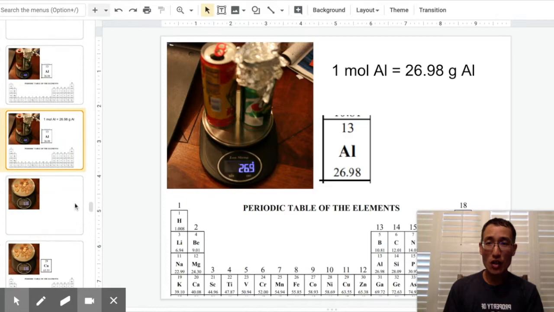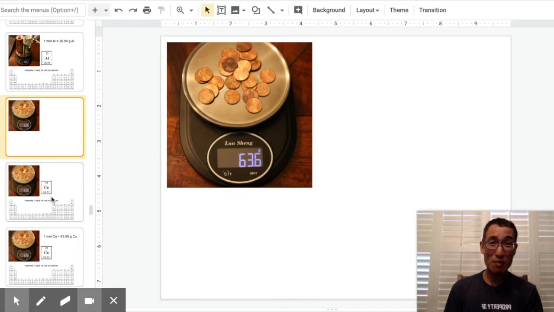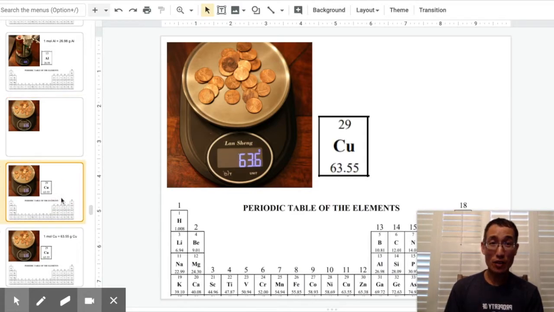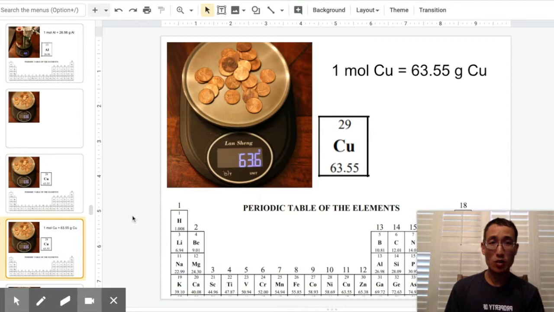If I were to look at another element, so copper, I know that pennies are not pure copper anymore, but if pennies were actually pure copper, this is what a mole of copper looks like. It's not that much. It's a couple pennies. And if I look at the periodic table, copper is right here, and that is 63.55 grams. And so if I have 1 mole of copper, if I'm going to write a molar mass equality for copper, 1 mole of Cu equals 63.55 grams of Cu.